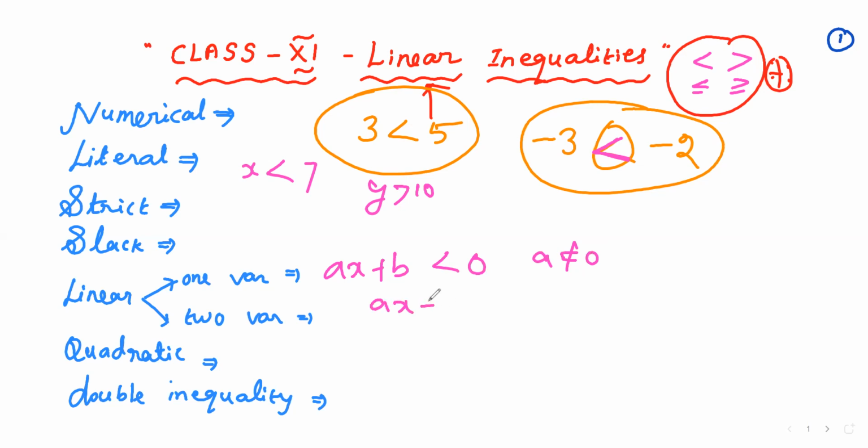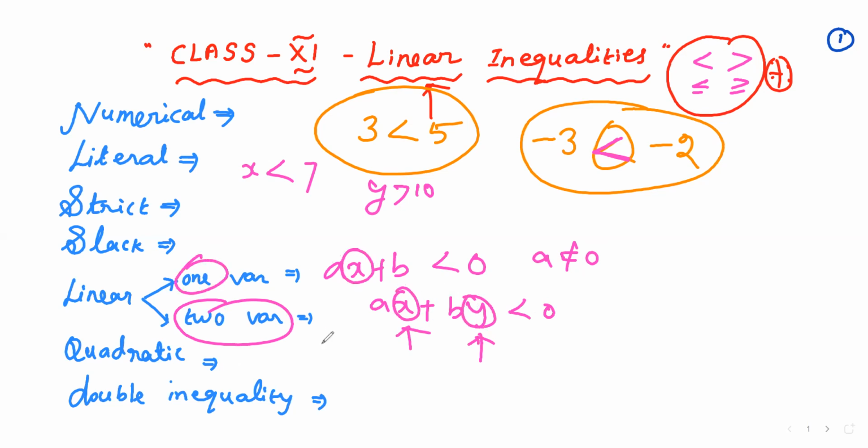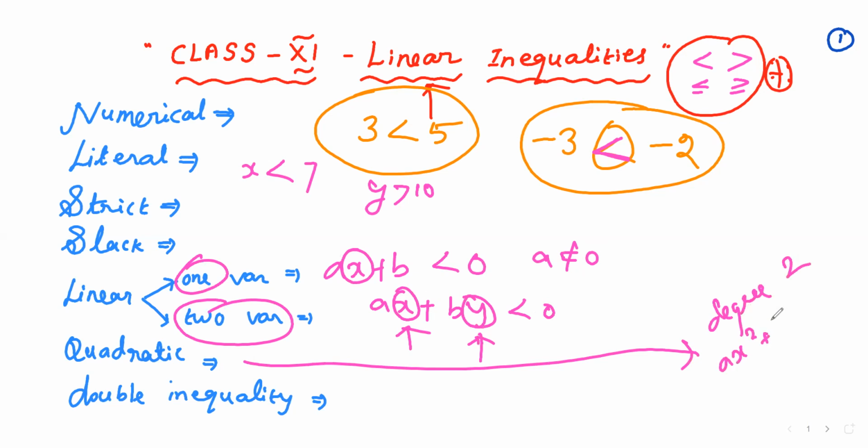ax plus by less than 0, because here there are two variables, x and y. Here just one variable. And quadratic is nothing but an equation with degree 2. Degree should be 2, which means ax squared plus bx plus c is equal to 0. This is the quadratic equation.